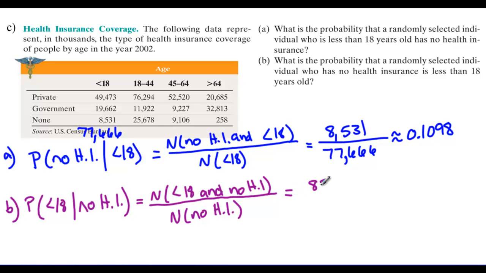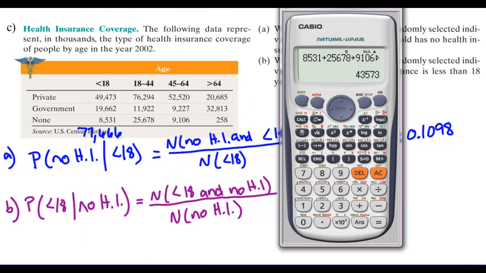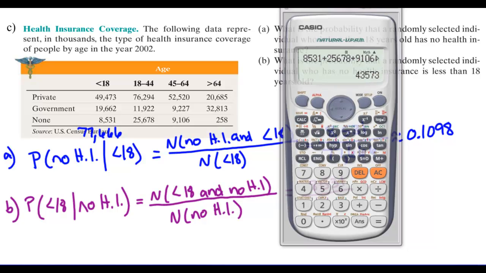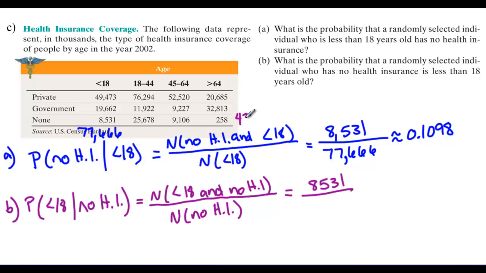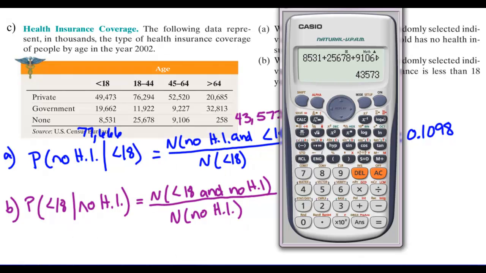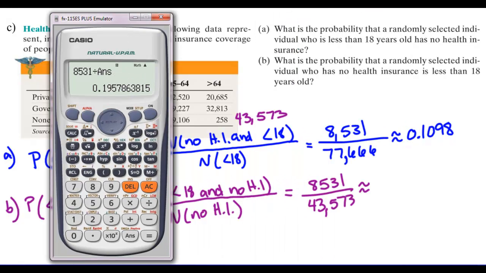So we've got 8,531 over, and then we need to total this up. And we're going to get 43,573. So we'll divide there. And this is approximately equivalent to 0.19578, so 0.1958.